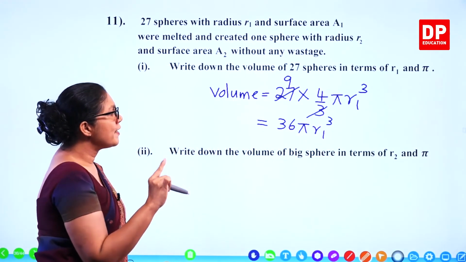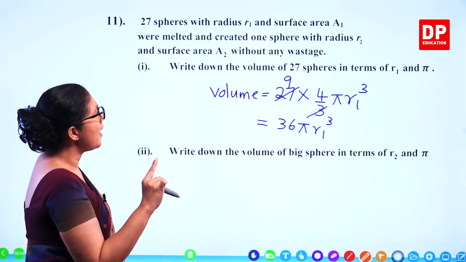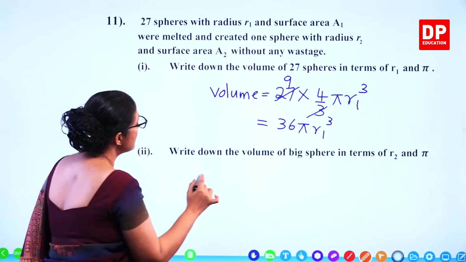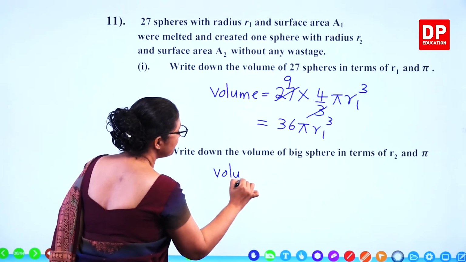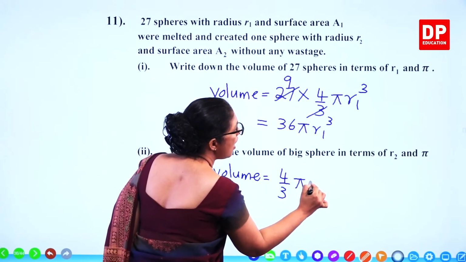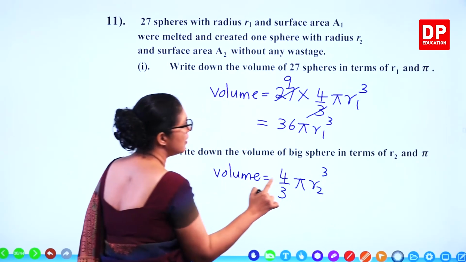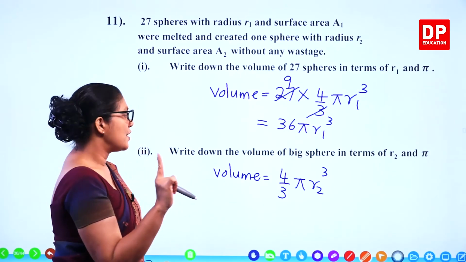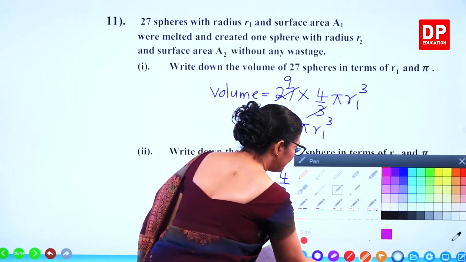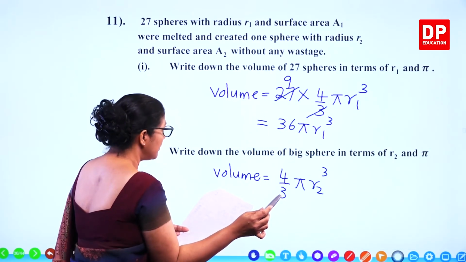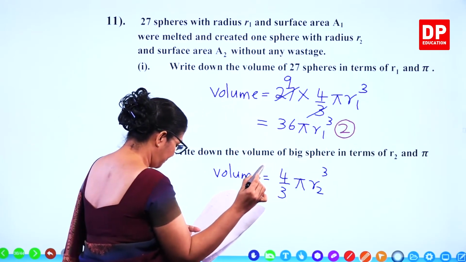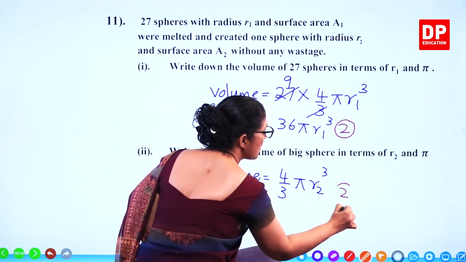Write down the volume of the big sphere in terms of R2 and pi. So the created one, the radius is R2. So what's the volume there? 4/3 pi R2 cube. So only one sphere is there. So how many marks? So you are getting 2 marks here. 2 marks for this step.